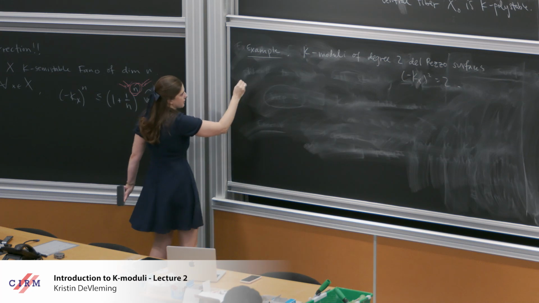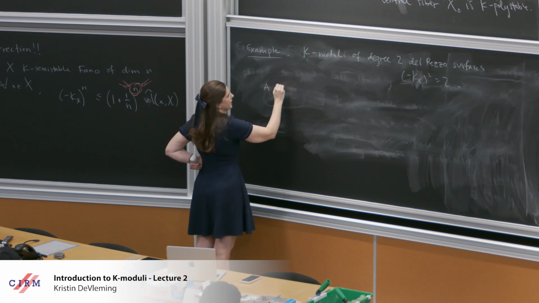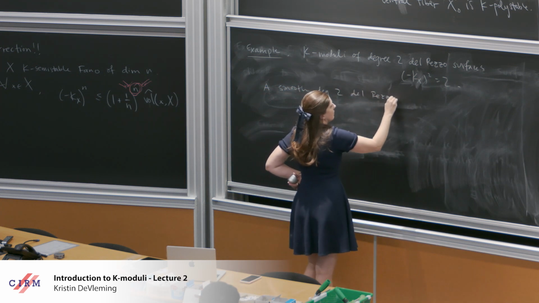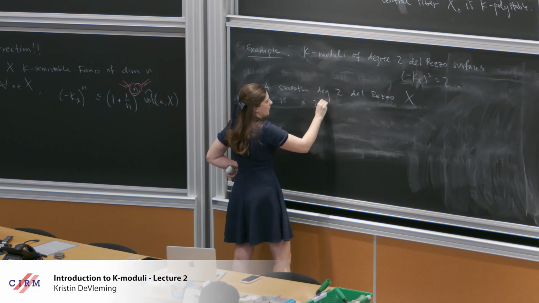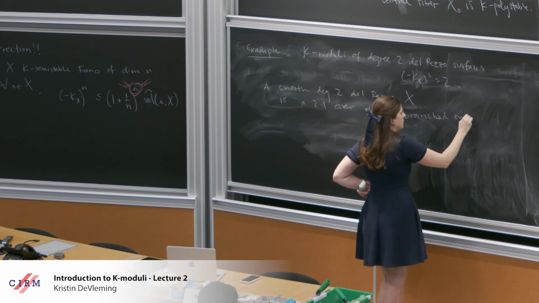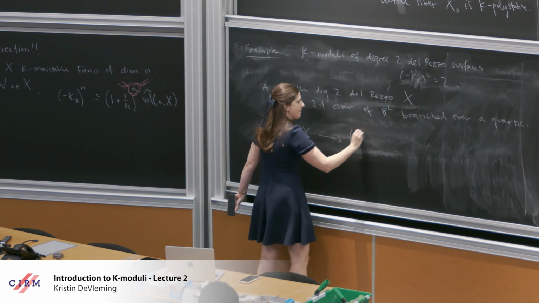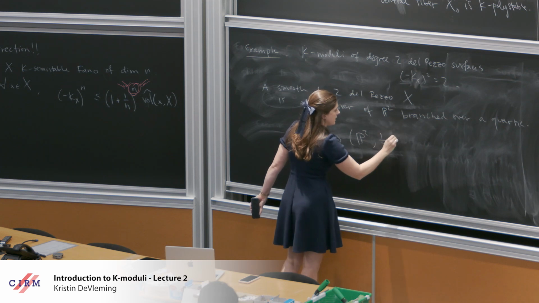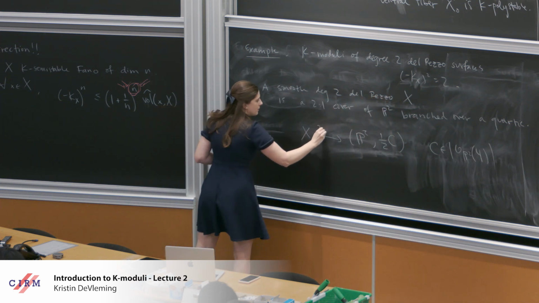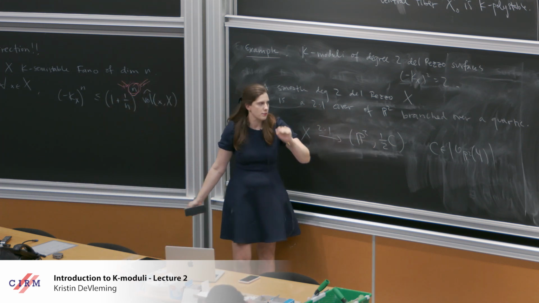So fact, theorem, exercise, I don't know what you know or what you don't know. A smooth degree 2 del Pezzo surface X is a 2-to-1 cover of P2 branched over a quartic. So you have a 2-to-1 map from X to the projective plane, and the branch locus is a quartic curve.